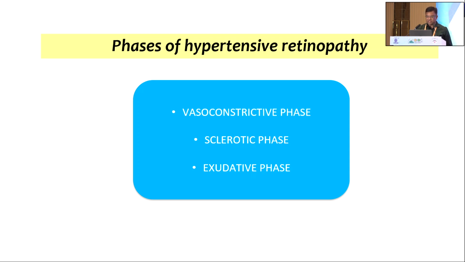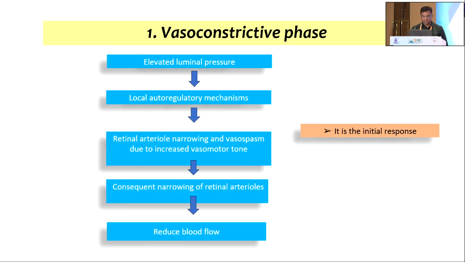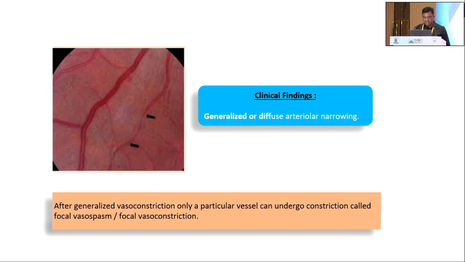There are different phases of hypertensive retinopathy. The main phases are the vasoconstrictive, sclerotic, and exudative phases. In the vasoconstrictive phase, there is an elevated luminal pressure that leads to a local autoregulatory mechanism, which causes retinal arterial narrowing and vasospasm due to increased vasomotor tone, consequent narrowing of the retinal arteries, and reduced blood flow. It is the initial response to hypertension. The clinical finding includes generalized vasoconstriction. Only a particular vessel can undergo constriction, which is called focal vasospasm or focal vasoconstriction.